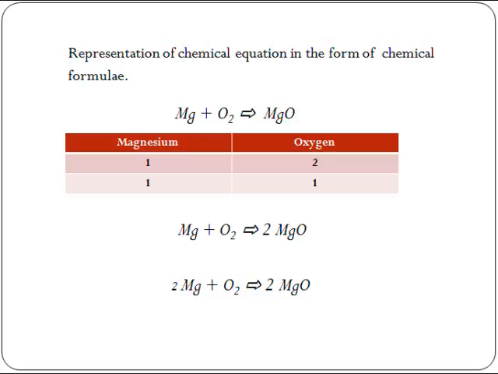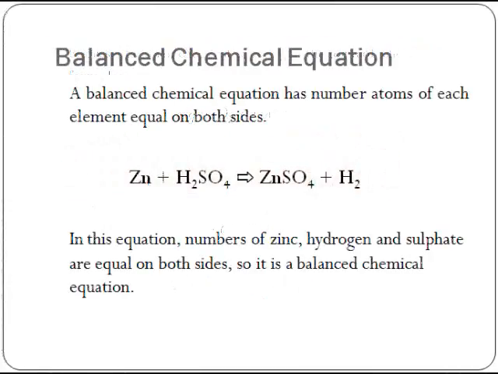But still we need to understand the balancing of equations, because it was an easy example, but there are many difficult examples also. Hence, let's start understanding how to balance a chemical equation. Now, what is a balanced chemical equation? It is the equation in which the number of atoms of each element is equal on both the sides. See, here we can see that zinc is 1 on both the sides, hydrogen is 2 on both the sides, sulfur is 1 on both the sides, and oxygen is 4 on both the sides. Hence, it's a balanced chemical equation.